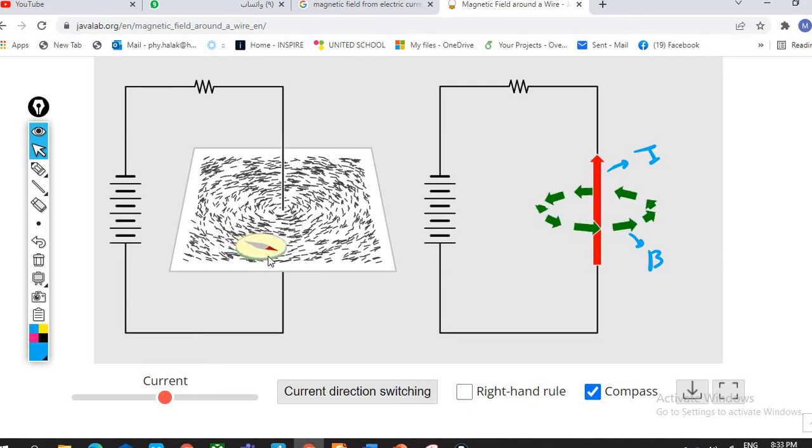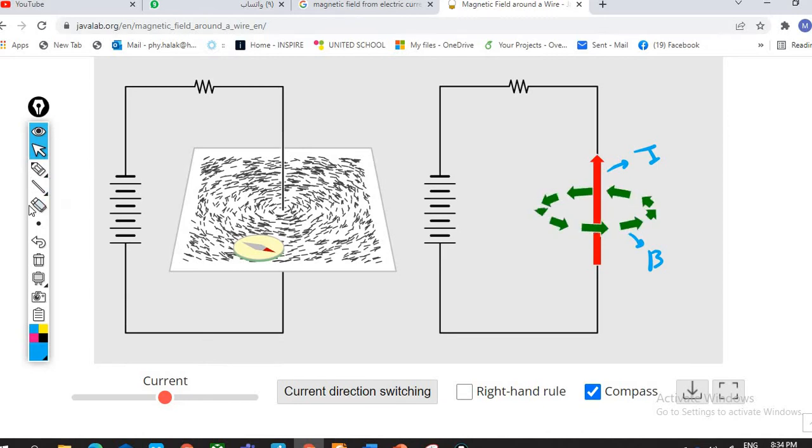Now let's move the compass around the wire. Look at the needle of the compass, how it changes its direction according to the magnetic field, and look how it rotates in a circle when we move it from one position to another. This is a direct indication of the lines of the magnetic field. So at any time, if we have electric current passing through a wire and we put a compass near this wire, we will find that this compass will be affected by the magnetic field.